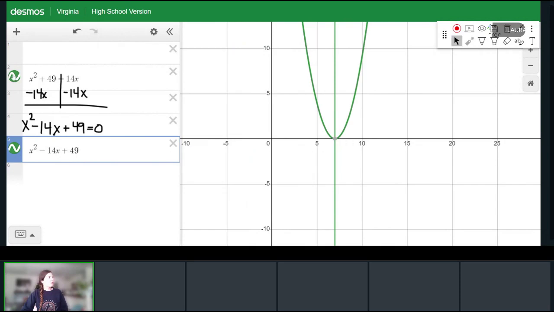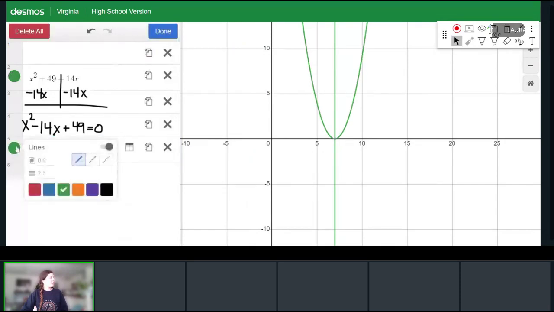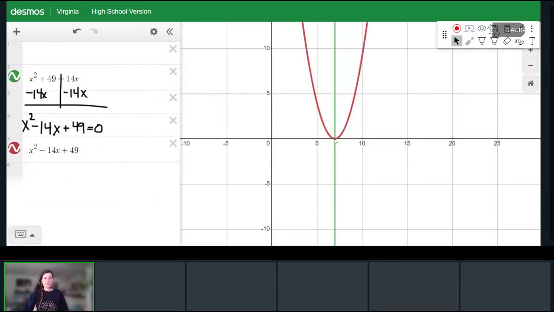Take a look at where this graph, and we'll make it nice and bright red here, crosses the x-axis, its solution. It hits the x-axis at 7. That's what we said our solution is. However, it just sits on top of the x-axis and then goes back up. It doesn't cross it, so it's not going to have 2 solutions. It's not going to hit it twice, only once.